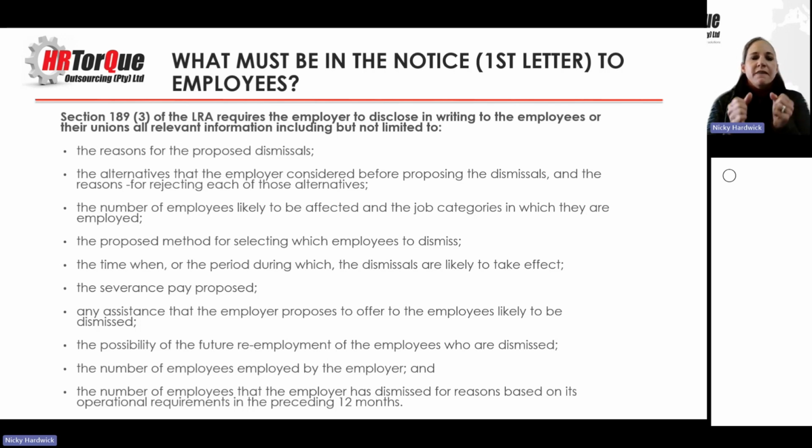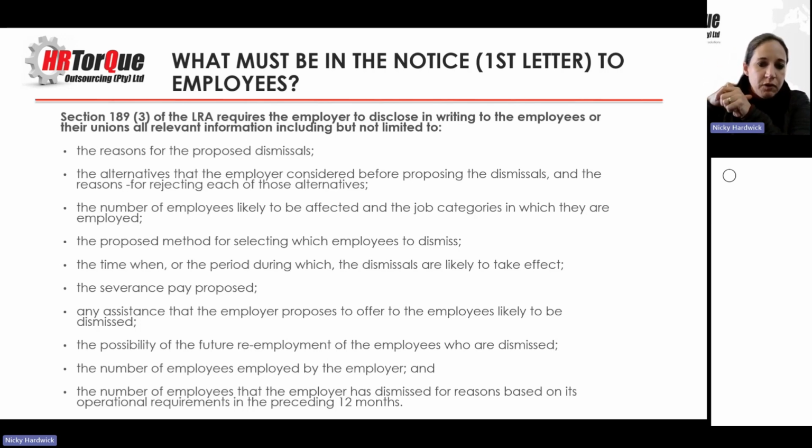Remembering at this point, the letter is saying we are contemplating this. We haven't decided yet. So what are the reasons? What are the alternatives? What are the number of employees likely to be affected in the job categories? The proposed method for selecting them, when we're going to be doing it, what is the time frame? What is the severance pay? What assistance could we possibly be offering?